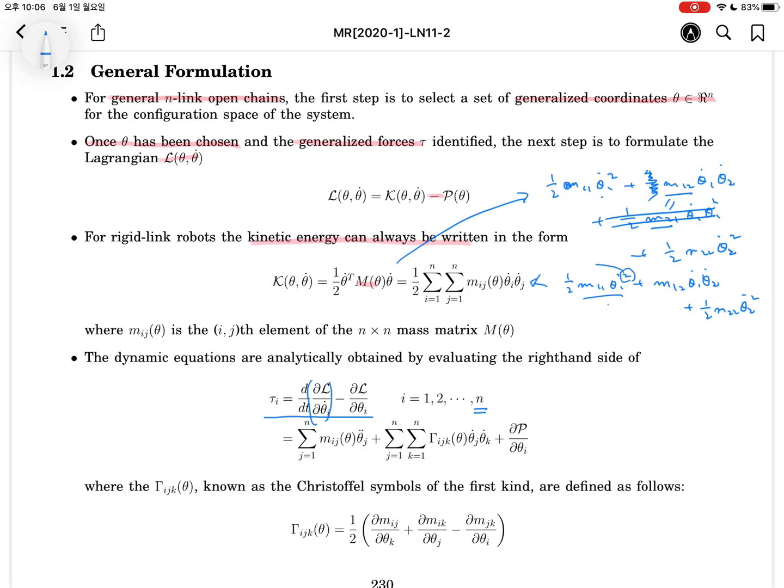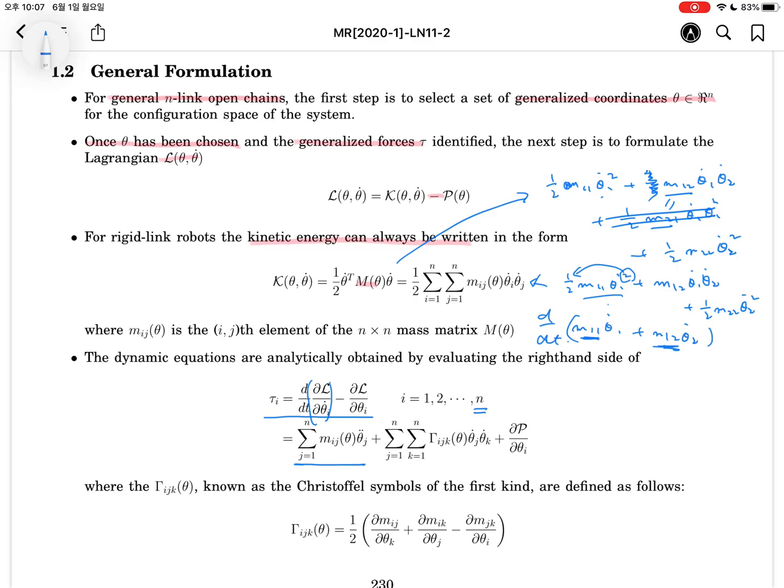Let's take it. The 2 will appear at the front side, so m11 theta 1 dot. How about that? This one is the plus m12 theta 2 dot. And then we will take the time derivative. These terms are functions of theta, so the chain rule should be applied here. Like this, we can get the generalized form of the result.